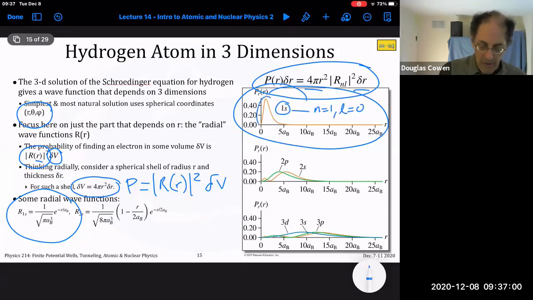You see that the curve peaks at roughly 1 Bohr radius, which is kind of what we expect, because that's where the ground state electron in hydrogen orbits. It's out at about 1 Bohr radius. And then it sort of decays after that. As you get farther and farther away, eventually it's unlikely to find the electron very far away.